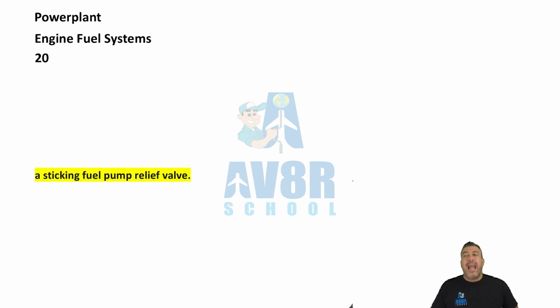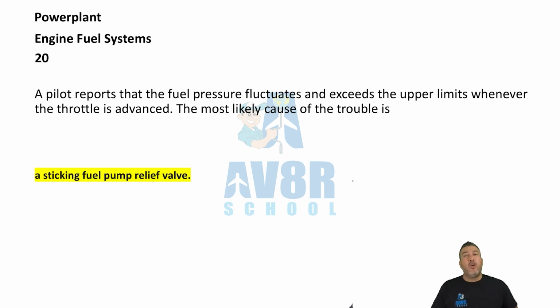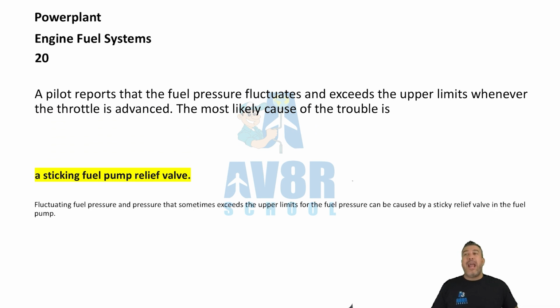Number 20, a sticking fuel pump relief valve. So a pilot reports that the fuel pressure fluctuates and exceeds the upper limits whenever the throttle is advanced. The most likely cause of the trouble is a sticking fuel pump relief valve.